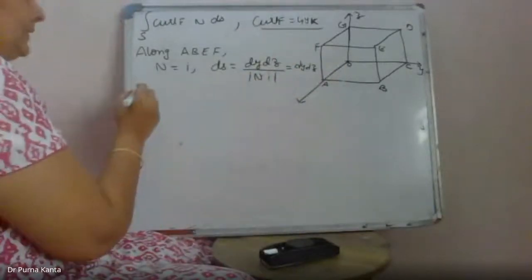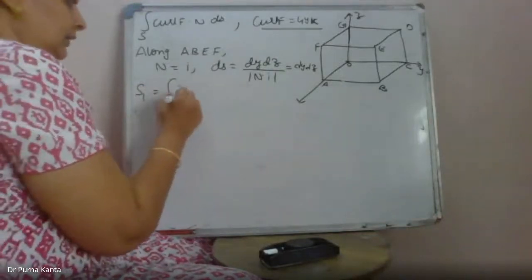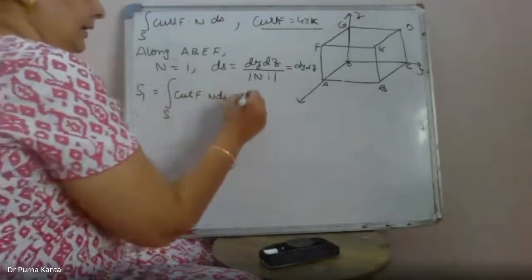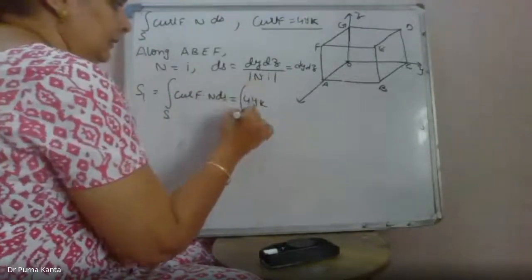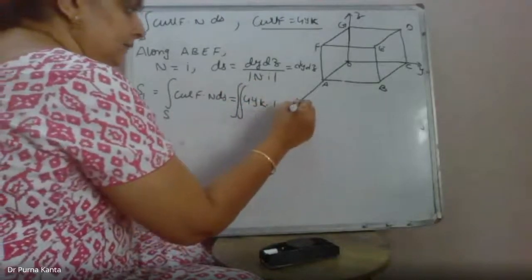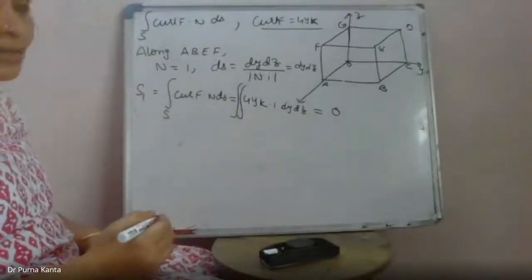So now we go with S1. Integral over S1, curl F dot n ds. Curl F is 4yk, dot product with i, dy dz. k dot i is equal to 0. Did you understand how I got the term 0?